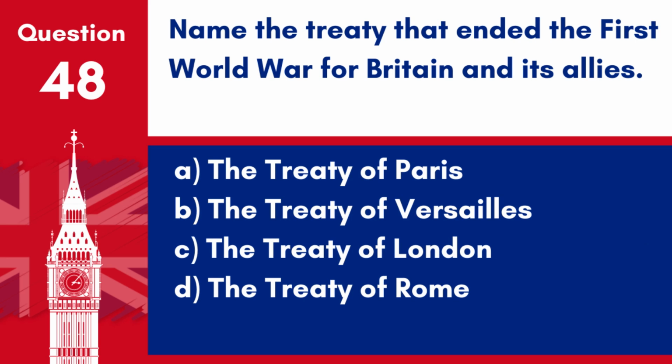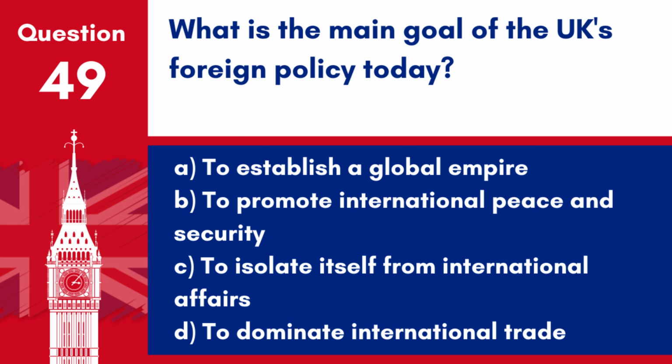Question 48. Name the treaty that ended the First World War for Britain and its allies. A. The Treaty of Paris. B. The Treaty of Versailles. C. The Treaty of London. D. The Treaty of Rome. Answer. B. The Treaty of Versailles. Signed in 1919, the Treaty of Versailles formally ended the state of war between Germany and the Allied powers, including Britain.